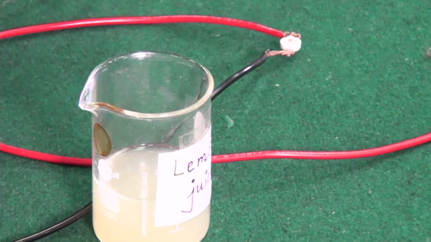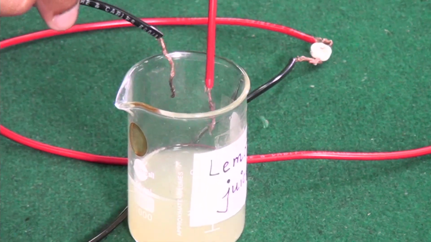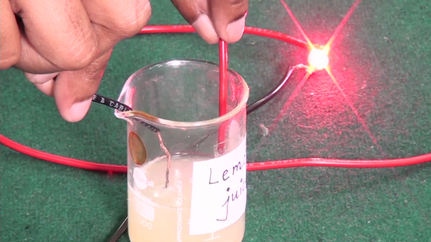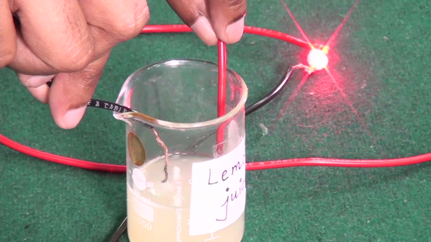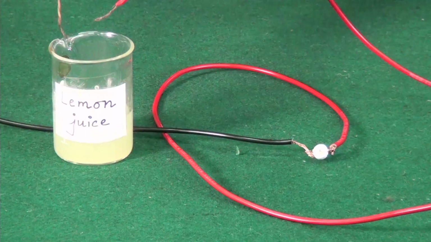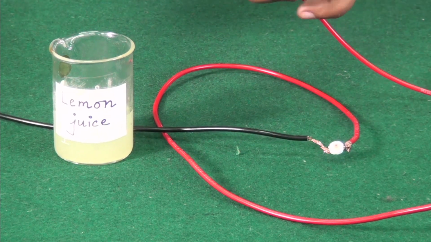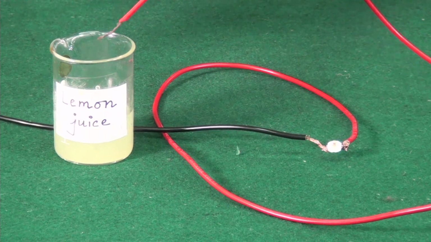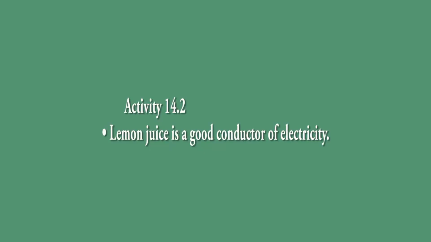The underlying science here is that when the liquid, whatever be the liquid, between the two ends of the tester allows current to pass through, the circuit becomes complete. This current flow is therefore depicted by the glowing of the light. If the light bulb did not glow here, it would mean that the liquid under test is a poor conductor of electricity. The finding from this activity, that is activity 14.2, is therefore that lemon juice is a good conductor of electricity.